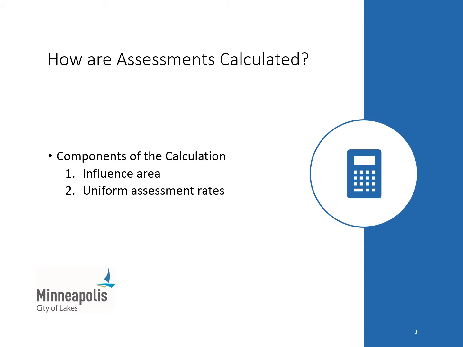There are two components that are used to calculate special assessments for street improvement projects in Minneapolis. The first component is the influence area, or more specifically, the square footage of your property which is within the influence area of the project. The second component is the uniform assessment rate for the proposed improvement. Assessments are calculated by multiplying the influence area square footage by the uniform assessment rate. We will explain both of these assessment components in more detail in the following slides.